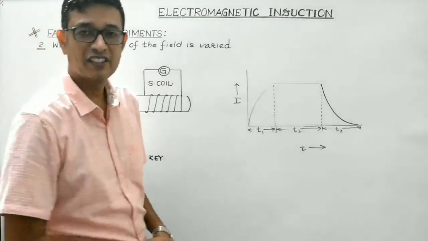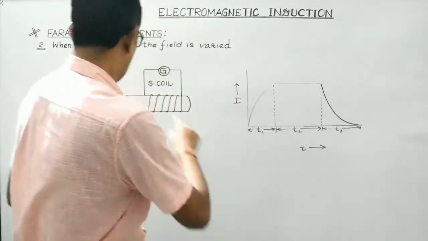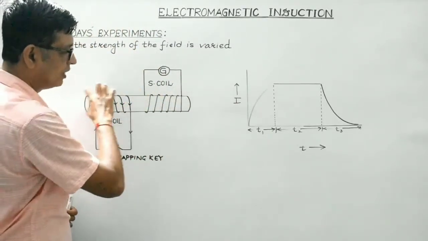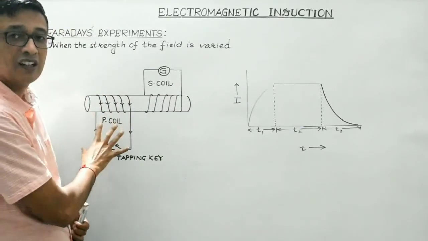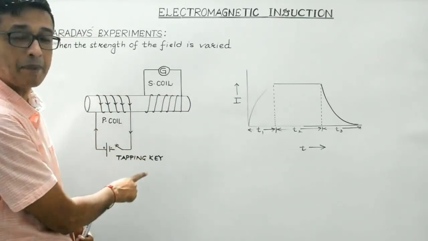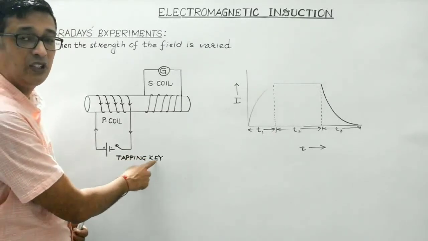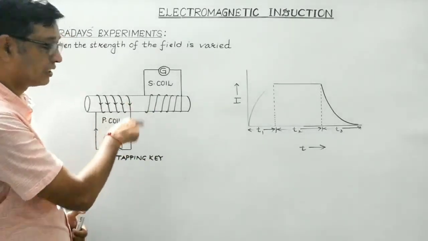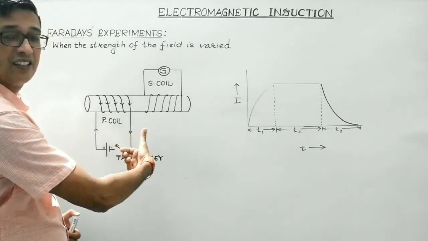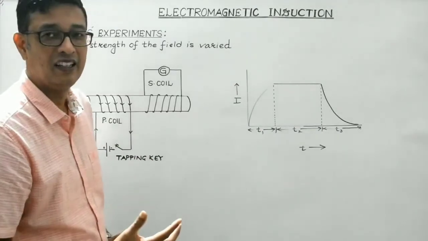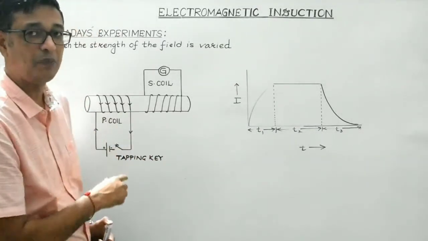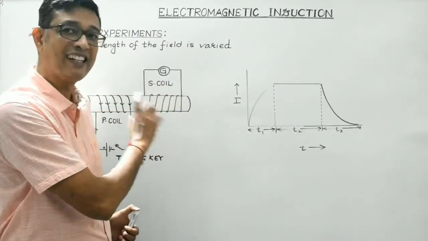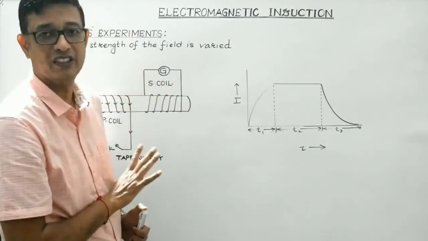Let us consider, students, in the second experiment, these two coils, P coil and S coil, be wound on a common iron core. This P coil consists of a source as well as a tapping key. Now this is a tapping key, meaning when it is pressed, the circuit becomes closed and the current flows through the circuit, right? And when it is released, the circuit becomes open. In such a case, the current flowing through the P coil becomes zero. And there is another coil wound on the same iron core known as the secondary coil. And a galvanometer is connected over here, right?